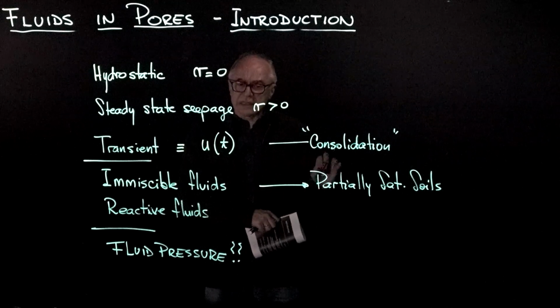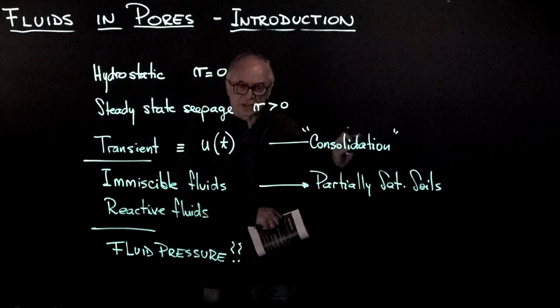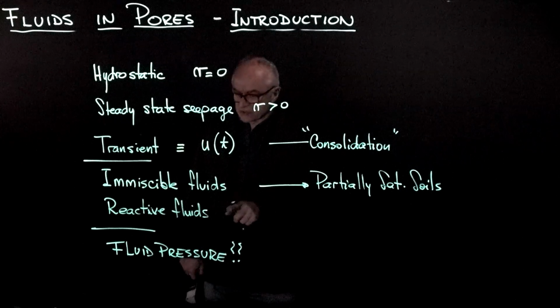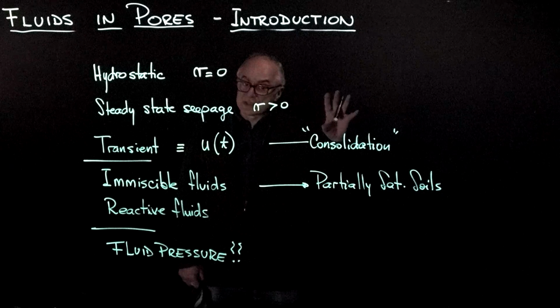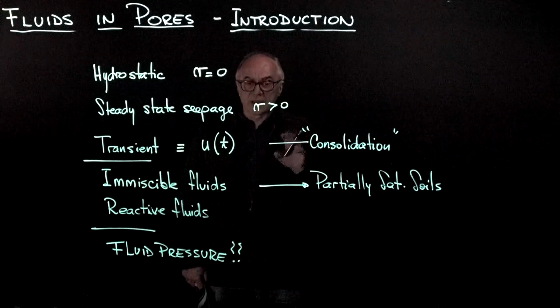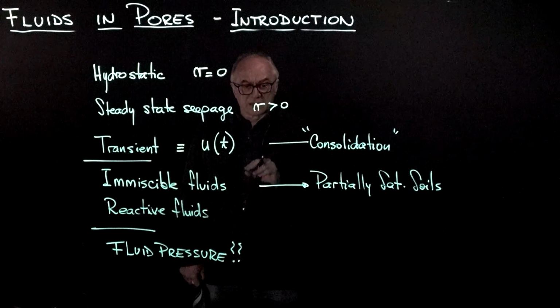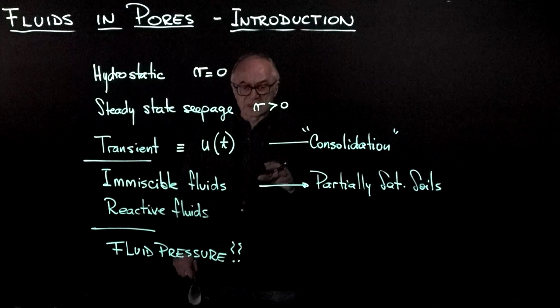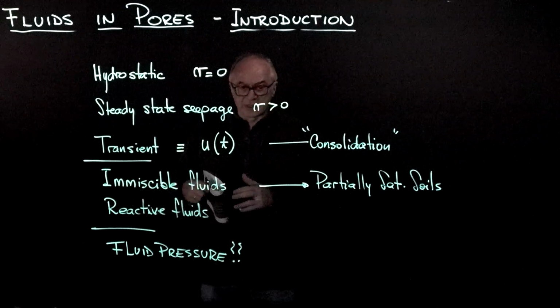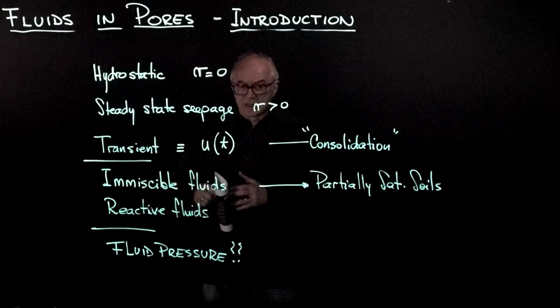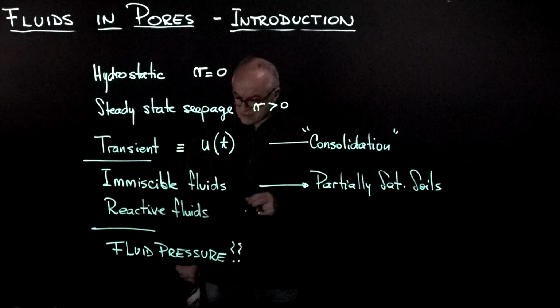But we do not need to reach some extreme condition to see important implications of reactive fluid flow. That goes from sands dissolving all the way to clays reacting with the invading fluids and changing the thickness of the double layer, whether the invading fluid has high ionic concentration or very low ionic concentration.